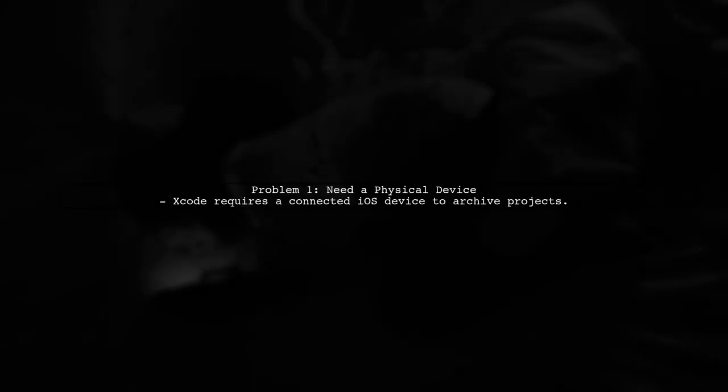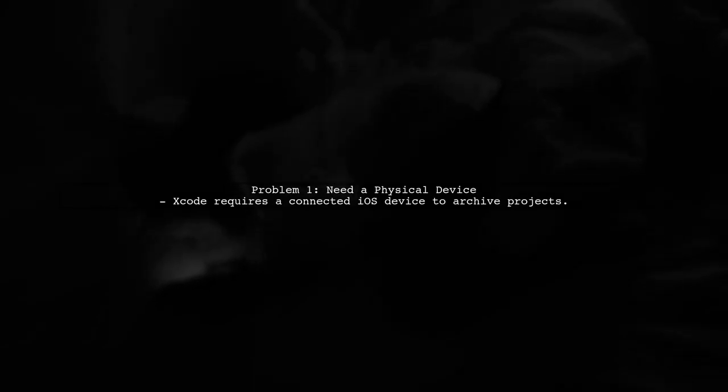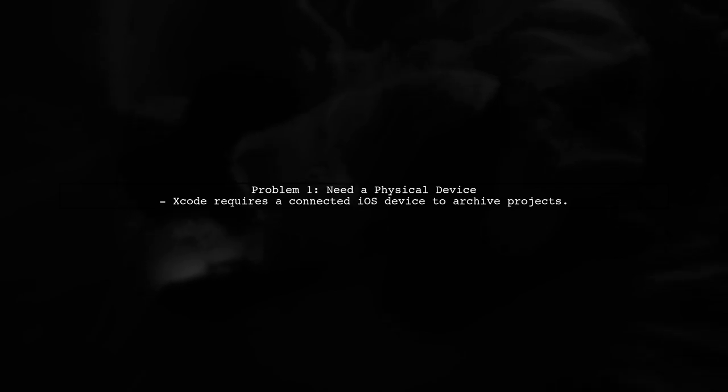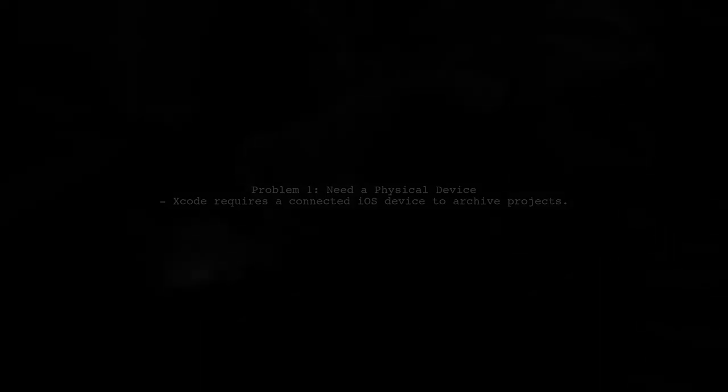First, let's address the issue of needing a physical iOS device to archive your Xcode project. Unfortunately, Xcode requires a connected device for certain operations, including archiving. However, there are workarounds. One option is to use a cloud-based service that provides virtual iOS devices. Services like MacStadium or AWS Device Farm can help you test and archive your app without needing a physical device.